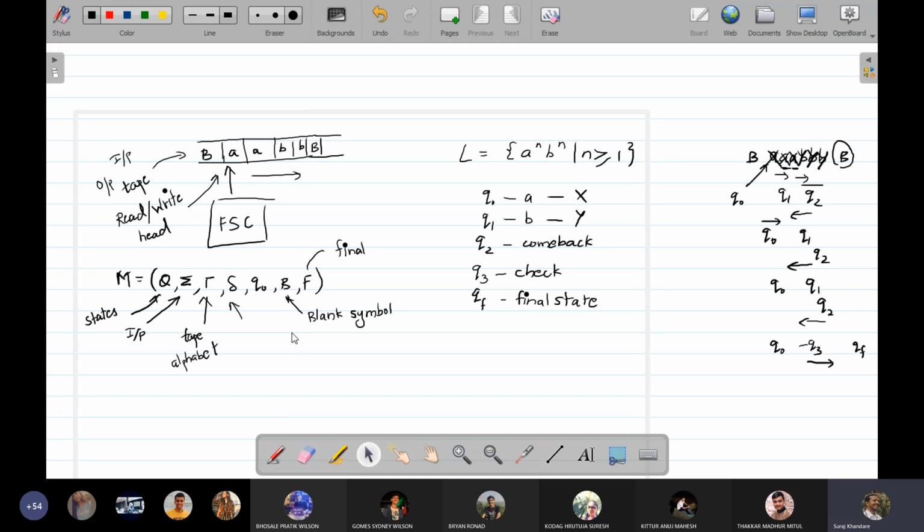Now the transition function that is present here is a little different. So we'll be drawing the transition function. After that, it will be more clear. Transition function and the diagram, and then we'll solve the example again.